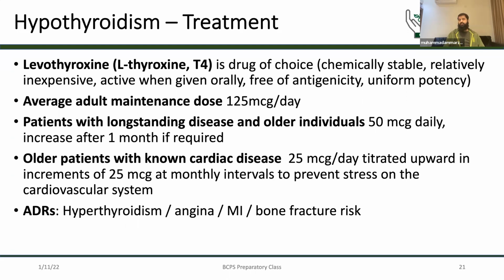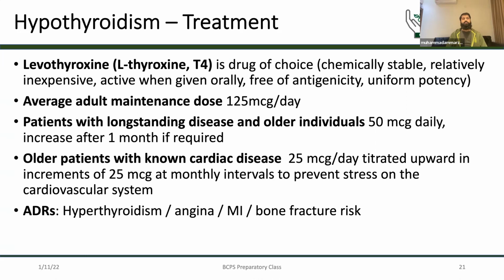The average adult maintenance dose is 125 microgram per day. I am not emphasizing most of the doses, but this one is important because you have to adjust the dose based on the circumstances of the patients. For example, if the patient is having a long-standing disease and the patient is old, you have to reduce the dose to 50 microgram daily. And you can increase the dose after a month if required. But for the starting dose, start low at 50 microgram per day.